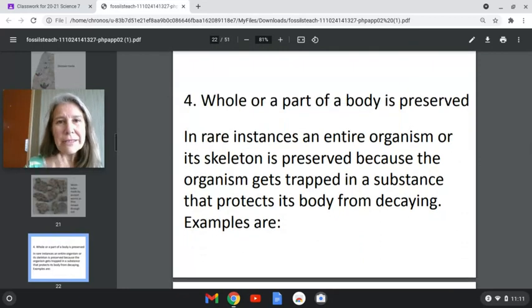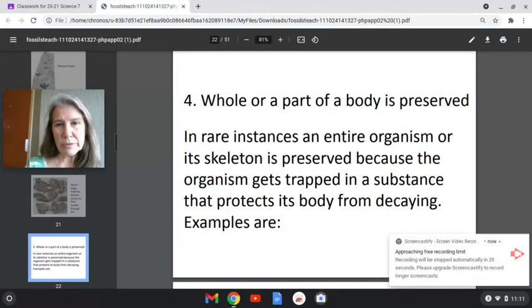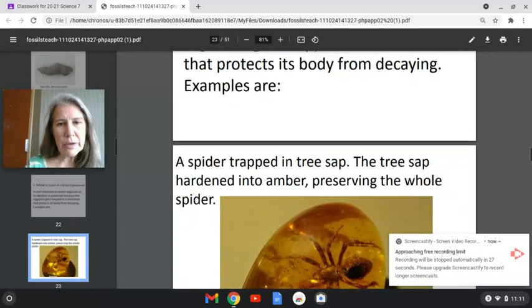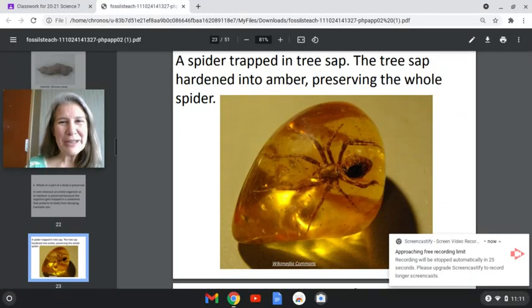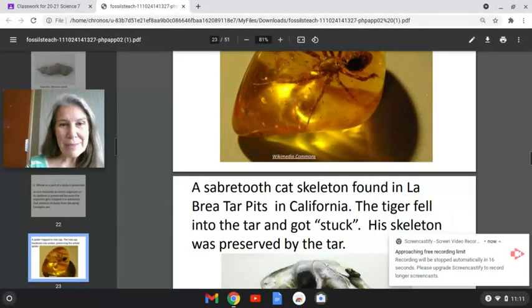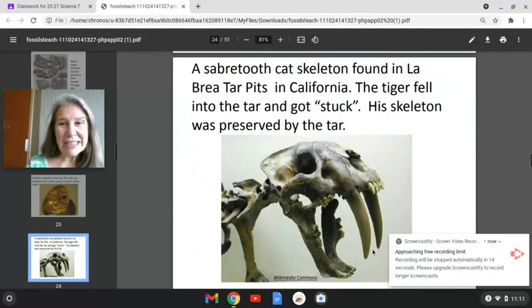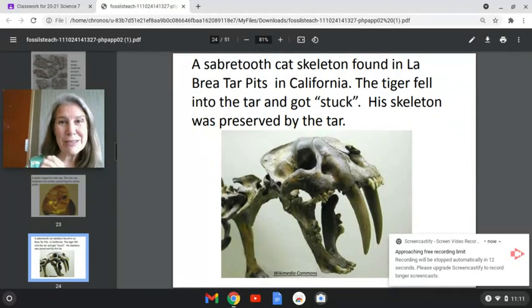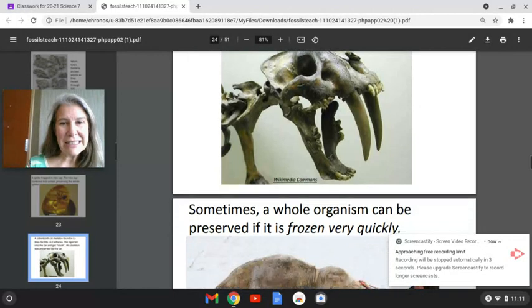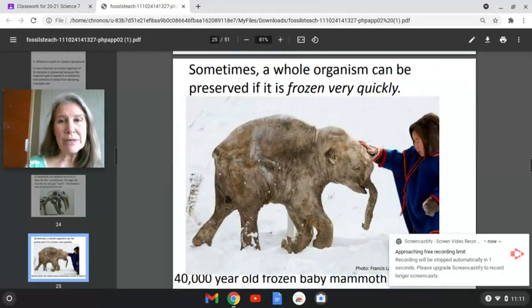Every once in a while, you'll get a whole or part of a body preserved. So there we have a spider that was trapped in the amber of a tree sap. So the tree sap and the spider is just trapped in the middle of it. And here, this one's super cool, a saber-toothed cat skeleton. This was found in California. So it got stuck in the tar pits, and there it is. All right, and sometimes you can get them where they're frozen.